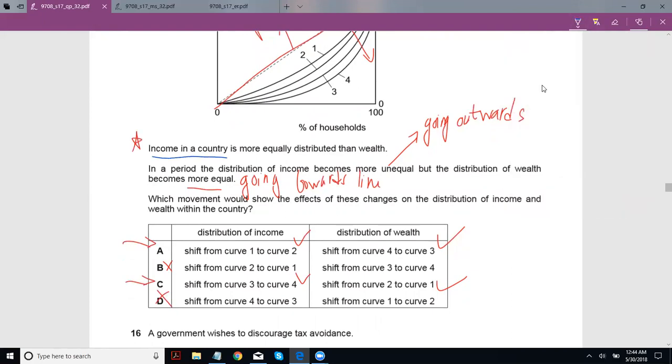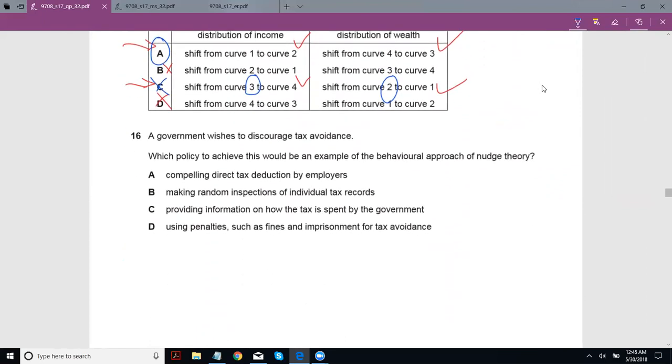Income in a country is more equally distributed than wealth. So clearly, income needs to start off at a point where it was more equally distributed. 1 is a point of more equal distribution because it's closer to the line. It deviates less from the line than 4, which is why you have to pick A. Picking C would be wrong because then C shows that income starts off with curve 3 and wealth starts off with curve 2. That can't happen because curve 2 is more equal than curve 3, and here it's clearly stated that income has to be more equal than wealth starting off. So there you go. That's why you can pick A.